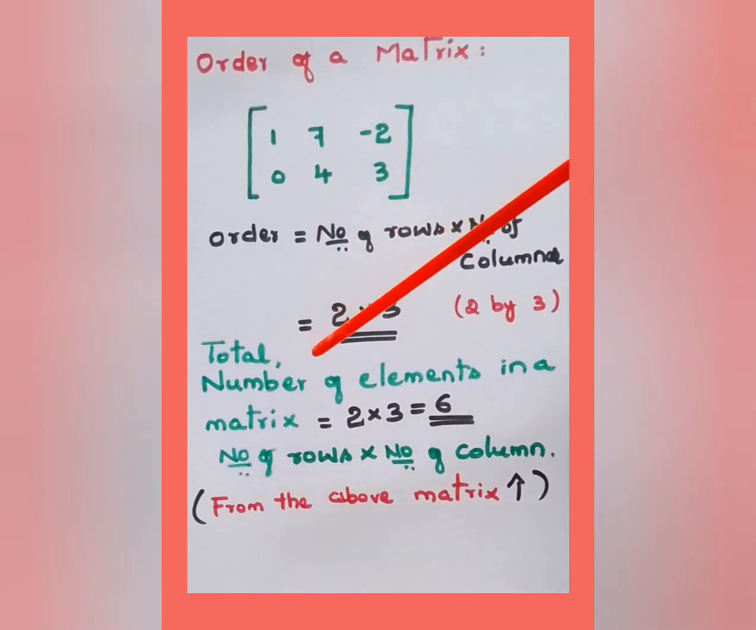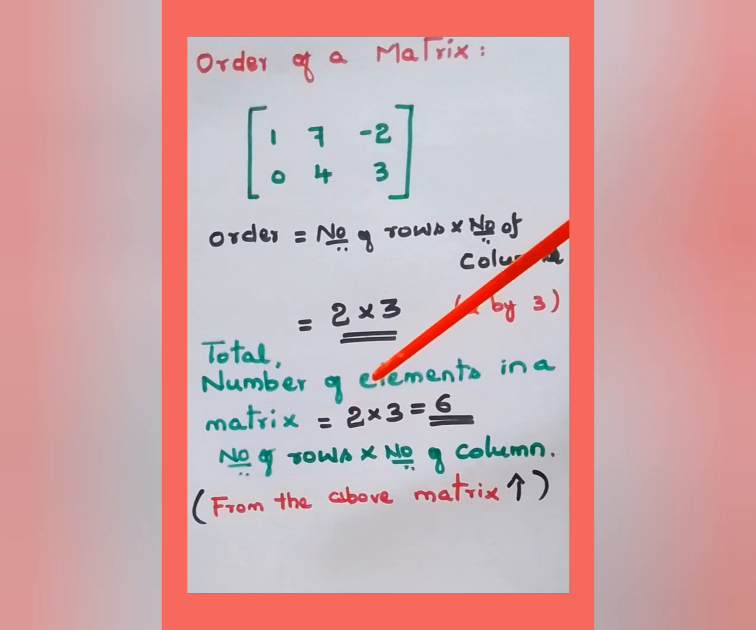The total number of elements in a matrix is equal to the product of the number of rows and the number of columns. So when you multiply the number of rows and the number of columns, you will get the number of elements in a matrix. For example, 2 rows and 3 columns, 2 threes are 6. How many elements are there? 1, 2, 3, 4, 5, 6. 6 elements are there. So by multiplying the number of rows and columns, you can find how many elements are there in a matrix, and how big the matrix is. Okay, so this is an example for the order of a matrix.